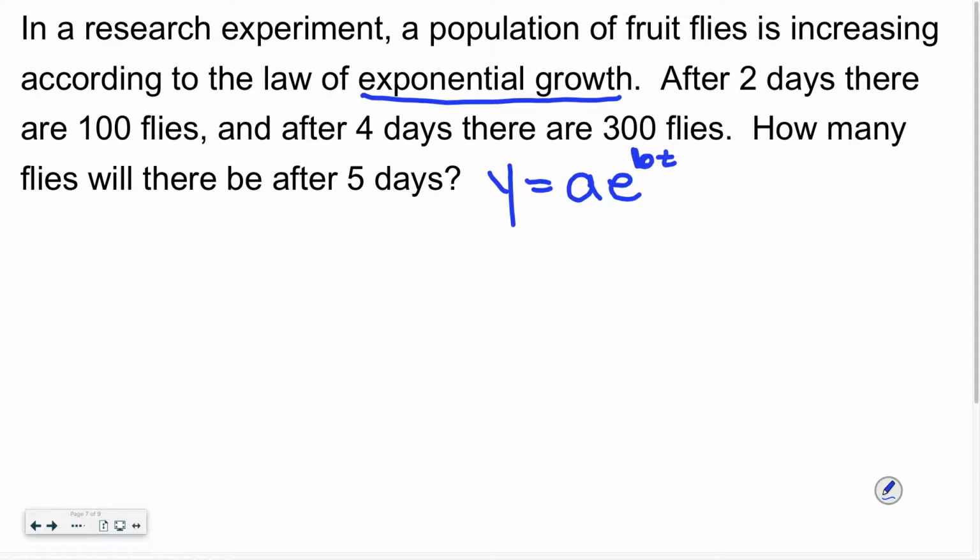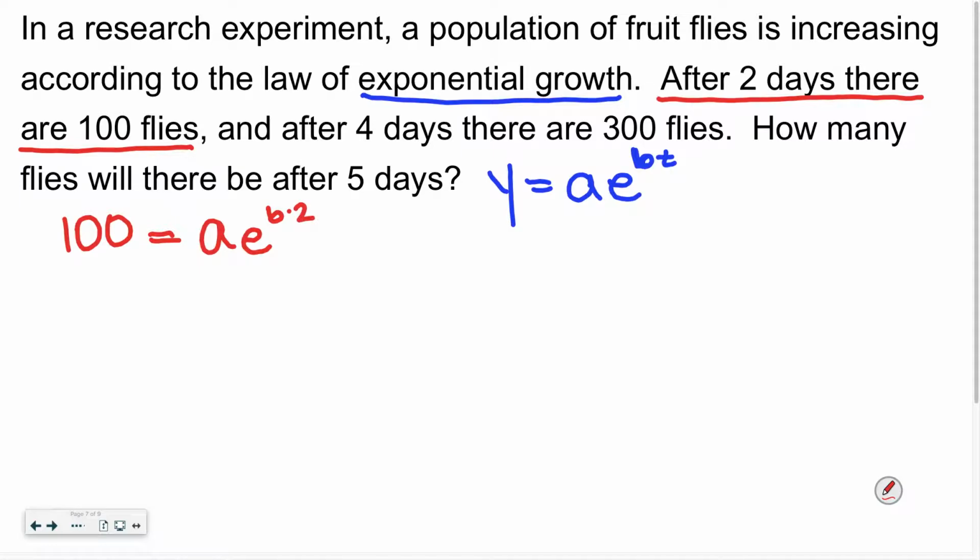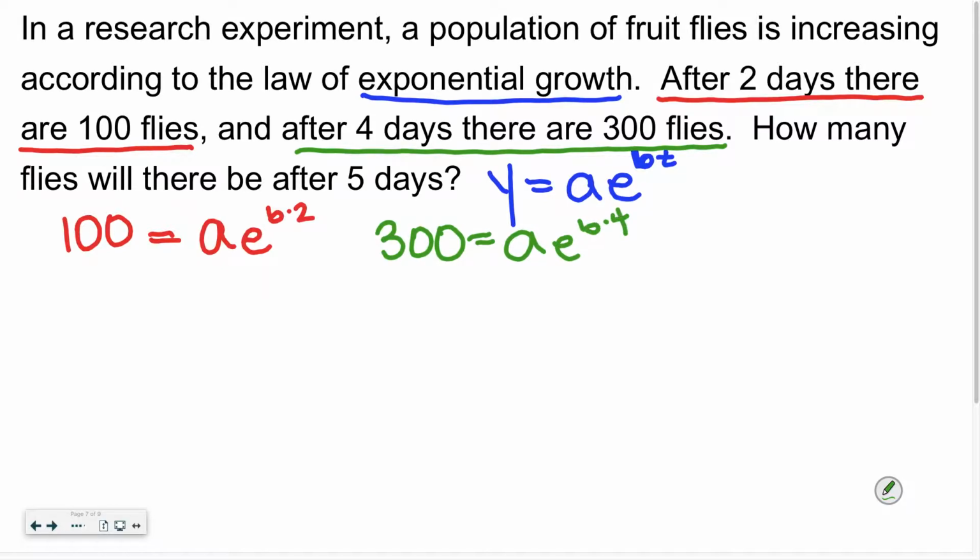So this is what we know. After 2 days, I'm going to underline it in red. After 2 days, there are 100 flies. So we know that the amount is 100 after 2 days. Okay. And we know after 4 days there are 300 flies. So the amount is 300 after 4 days.